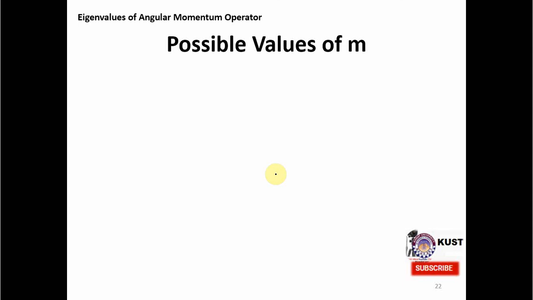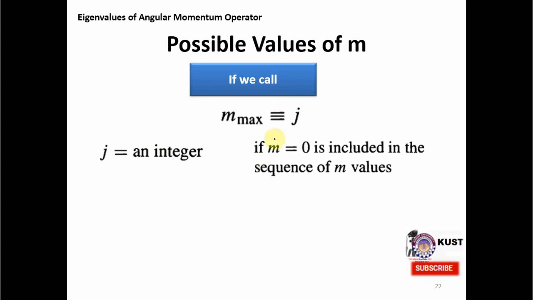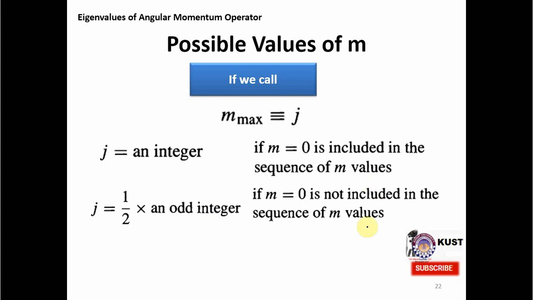So this gives us the possible values of m now. If we call this m maximum, by definition it is equal to j. If j is an integer, it has values 1, 2 and 3, then m equal to 0 is included in the sequence of m. And if j is a half integer, that is, a multiple of 1/2 with an odd integer, then m equal to 0 is not included in the sequence. Because if 0 is included in the sequence, then how will this j or the ladder operator work?